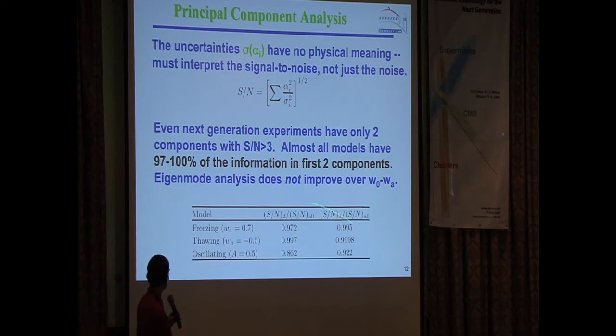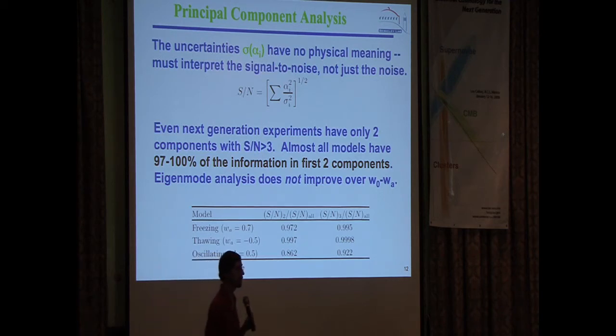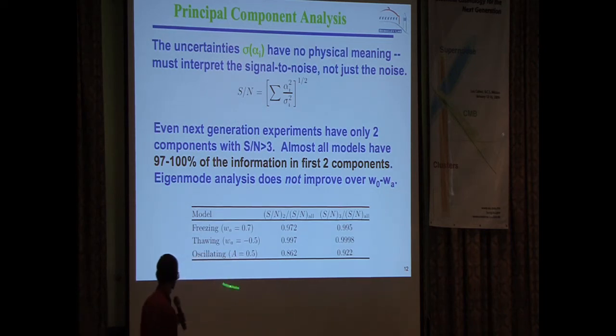And so we've done this for a number of different models. Even with next generation data, you find that even though the sigmas of 10 or 15 components may be small, the signal to noise, the physical thing, is only much greater than 1 for about the first 2 components. Here we've taken the most extreme cases, where the highest components contribute the most. Okay, so this is the most optimistic you could be in different classes of dark energy models.